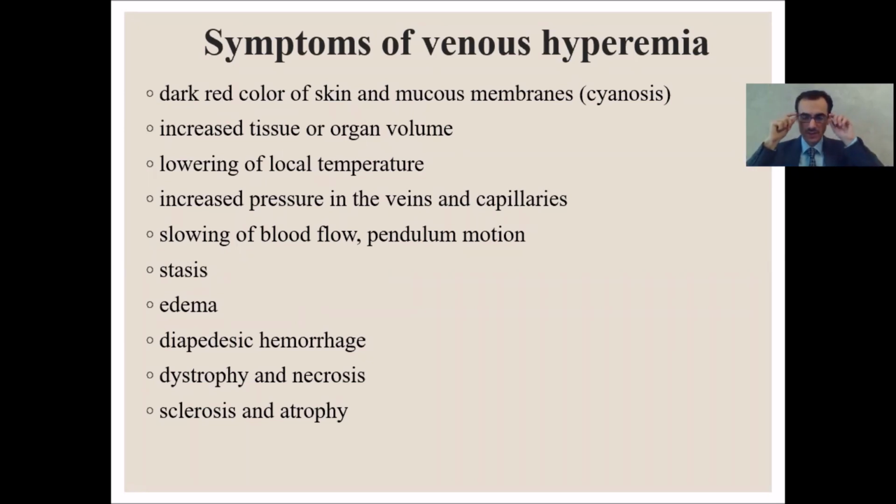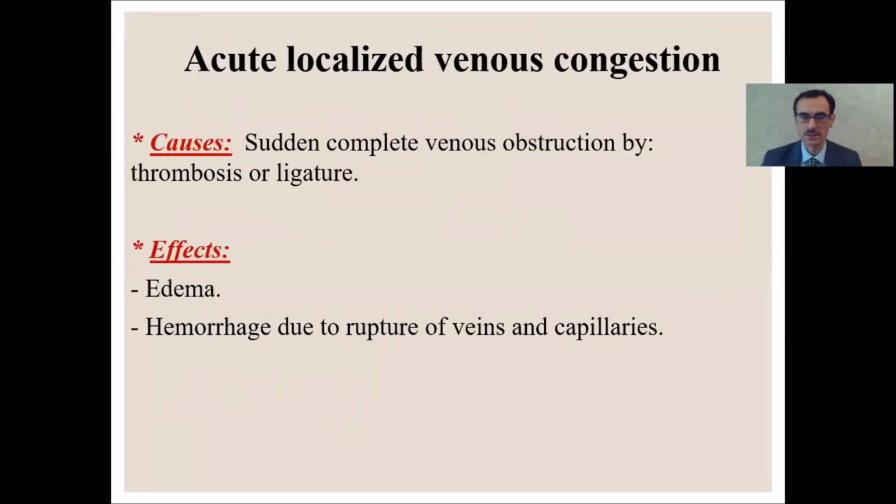You have to remember that in the organs, hypoxia will result in dystrophy or degeneration and necrosis, and finally sclerosis and atrophy. This is the general rule of pathology. So, acute localized venous congestion may be due to sudden complete venous obstruction by thrombosis or ligature, which will result in edema and hemorrhage due to rupture of the veins and capillaries.